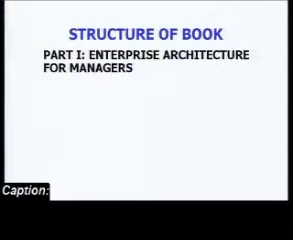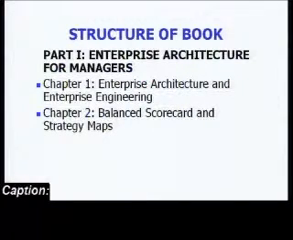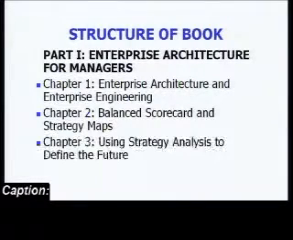Let me give you an outline of the book in terms of the parts of the book and the chapter headings. Part 1 is Enterprise Architecture for Managers. Chapter 1 is Enterprise Architecture and Enterprise Engineering. It's an introductory chapter. Chapter 2 covers Balanced Scorecard and Strategy Maps from a senior management point of view, and it's also of interest to IT readers.